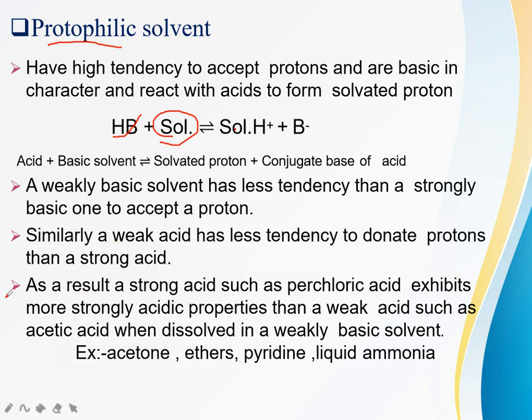This can be explained with the example of perchloric acid and acetic acid. Perchloric acid exhibits a stronger acidic property in a basic solvent than acetic acid, which is a weak acid when dissolved in a weakly basic solvent. Examples are acetone, ether, pyridine and liquid ammonia. These are the examples for the protophilic solvents.